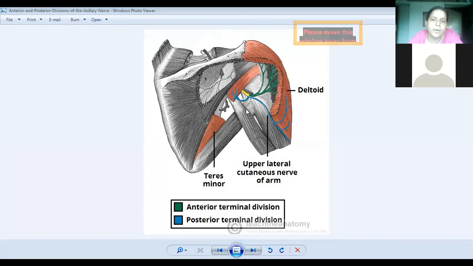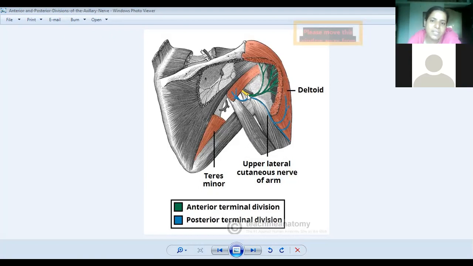Thank you, beta. See here, we have certain spaces like upper triangular and quadrangular spaces. So this is upper triangular, lower triangular and upper quadrangular space. In this upper quadrangular space, we have certain boundaries. The upper boundary is formed by teres minor, lower boundary is formed by teres major. Laterally, you will have long head of triceps. Medially, you will have surgical neck of humerus. You have to write these relations for axillary nerve.